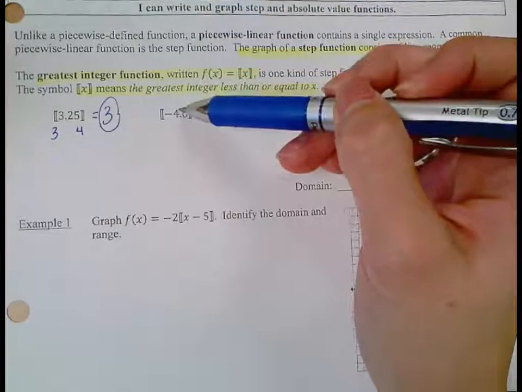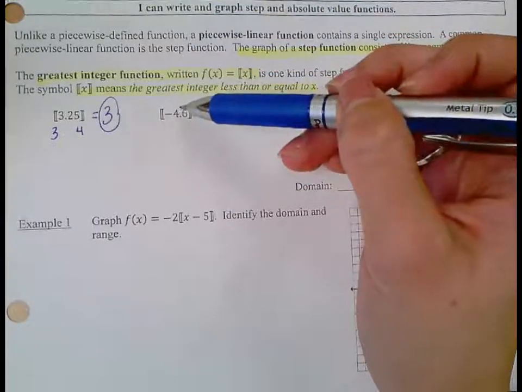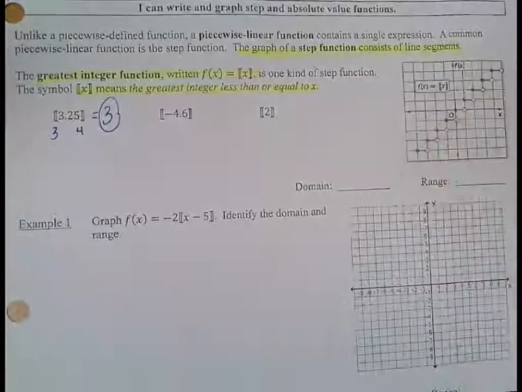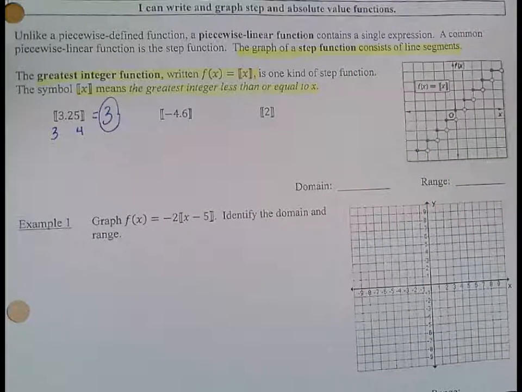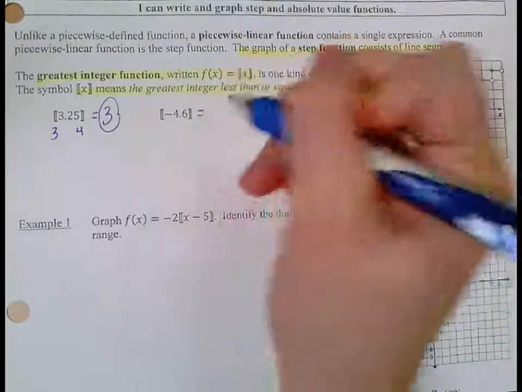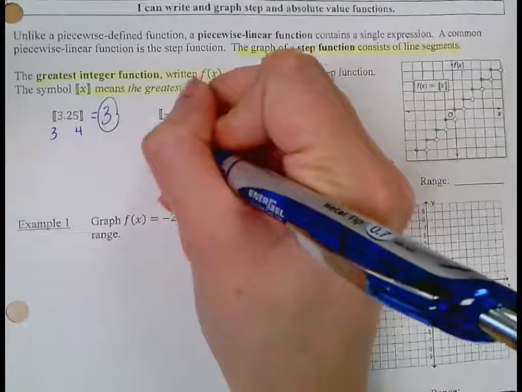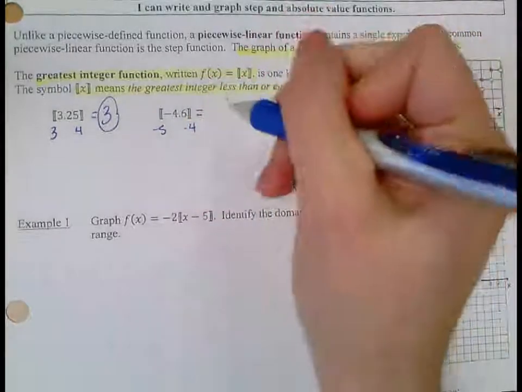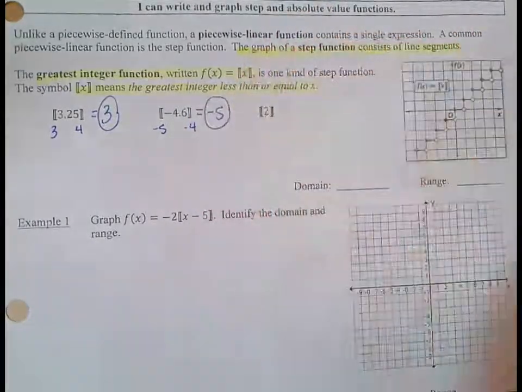So if we look at negative 4.6 inside of the double bracket, the greatest integer less than or equal to negative 4.6, what do you think that would be? If you follow the same rule we did for the first one. Grace? Wouldn't be negative 4, Allie? Negative 5, yes. So negatives are a little trickier. It is between negative 5 and negative 4, and remember negative 5 is lower, so this would be equal to negative 5.